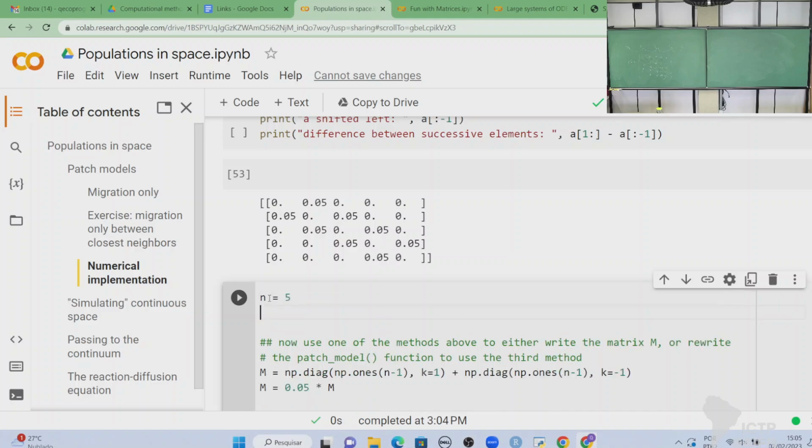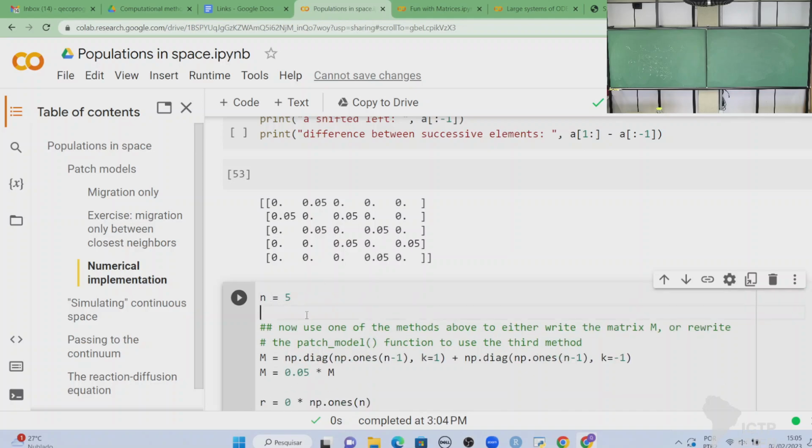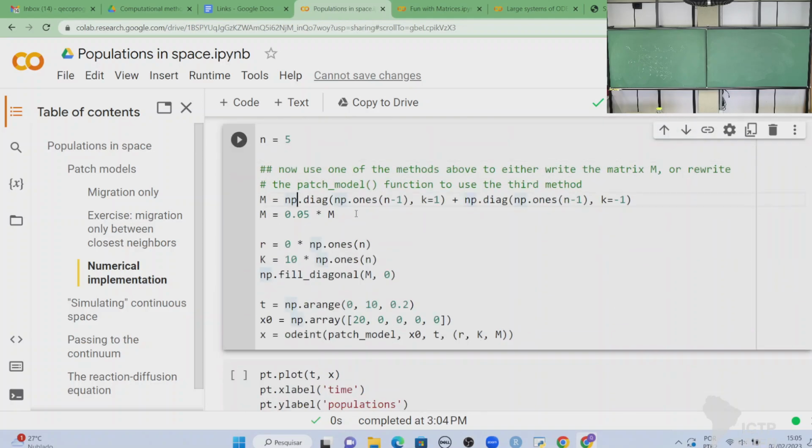Oops, over here, yeah. So I define the number of patches. I build my diagonal matrix, my bidiagonal matrix like this, and now I want to solve the model. Once again I use r equals 0, so we are going to see the solution without any growth, right? So only migration.